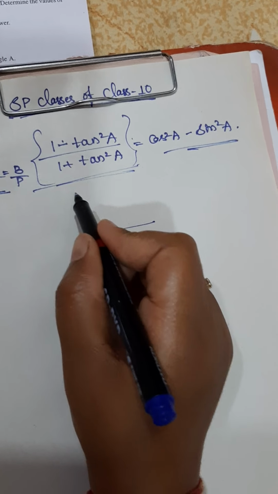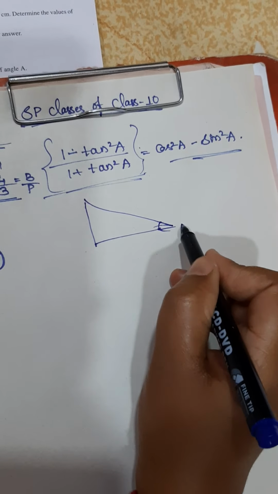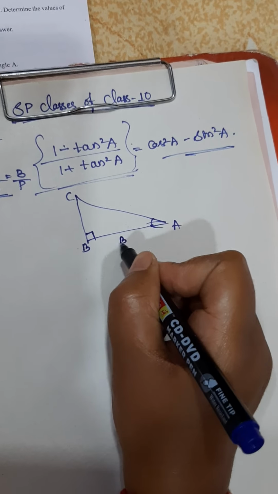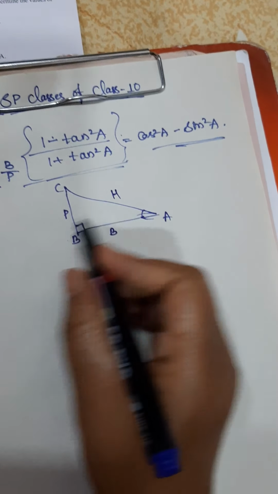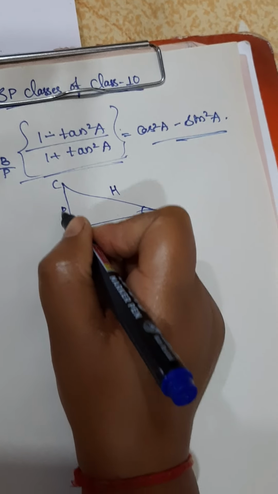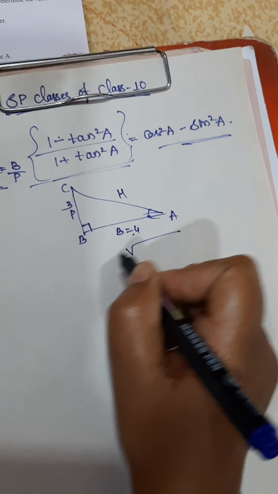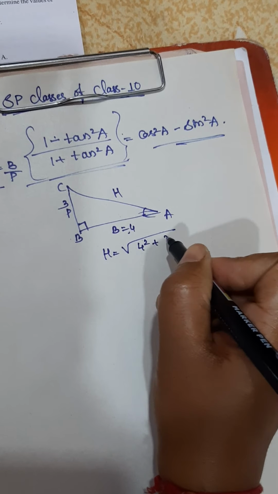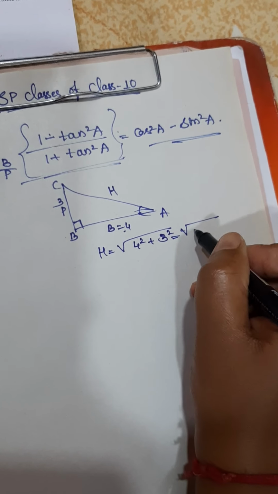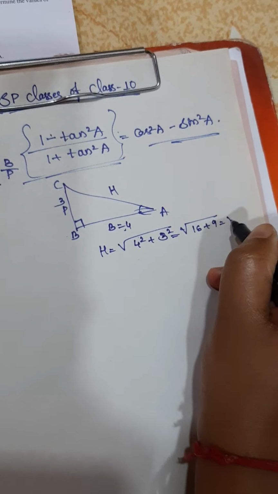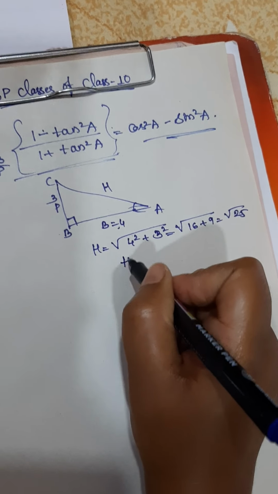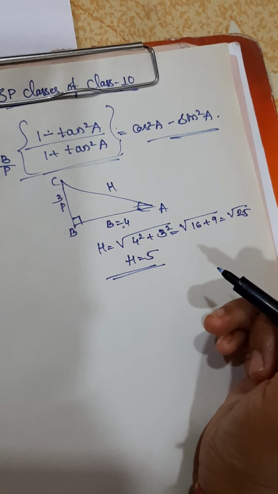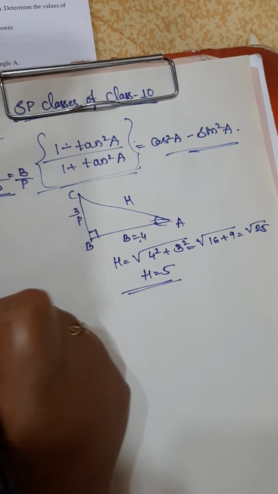So for this, let's take triangle with angle A, B and C. This is base, this is perpendicular and this is hypotenuse. B is 4, P is 3. So H is equal to the square root of B square plus P square. That is 4 square plus 3 square, that is the square root of 16 plus 9, that is the square root of 25. So H is obviously 5, we got. You all are understanding this? Okay, so here H is equal to 5.